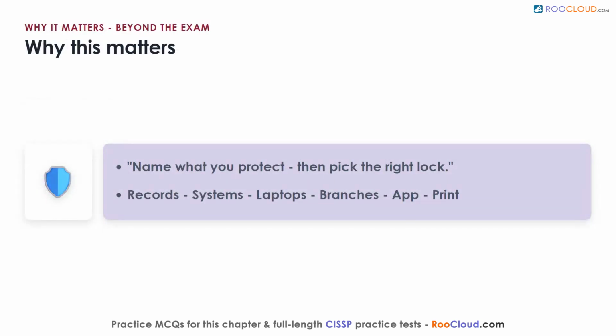Why does this matter beyond the exam? Because access control is the daily work of protecting a business. Imagine a regional credit union. It has customer records, transaction systems, laptops, branch offices, a mobile app, and a print service. Every one of those is an asset, and each needs the right lock. When you can name what you are protecting, you can choose the correct control for it. That skill is what turns a policy into real protection.